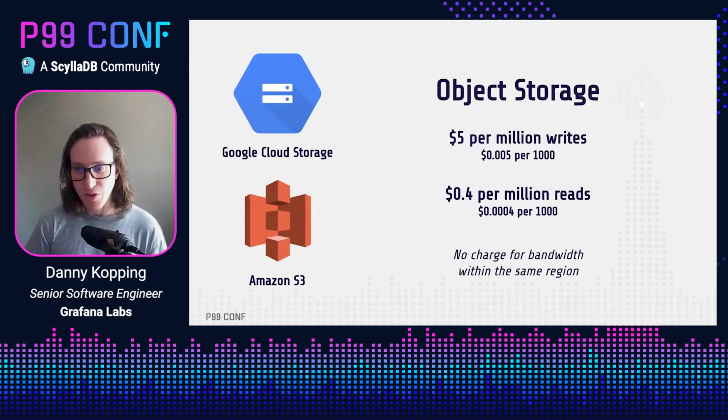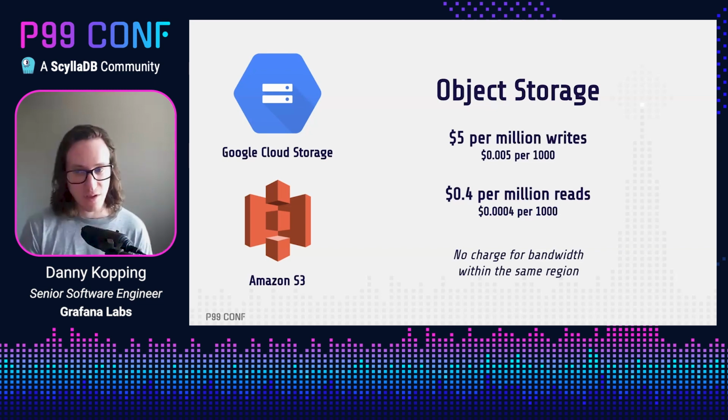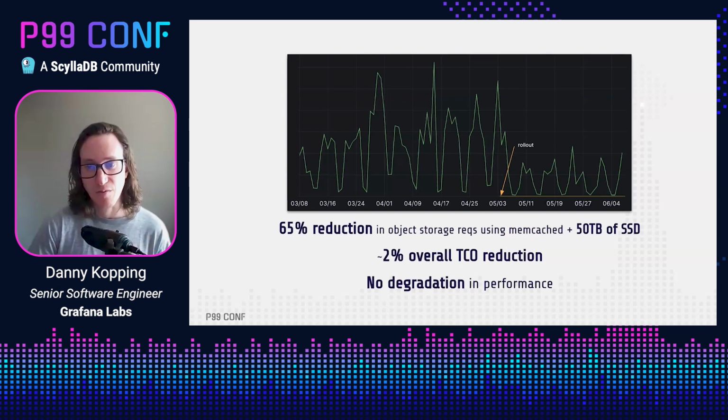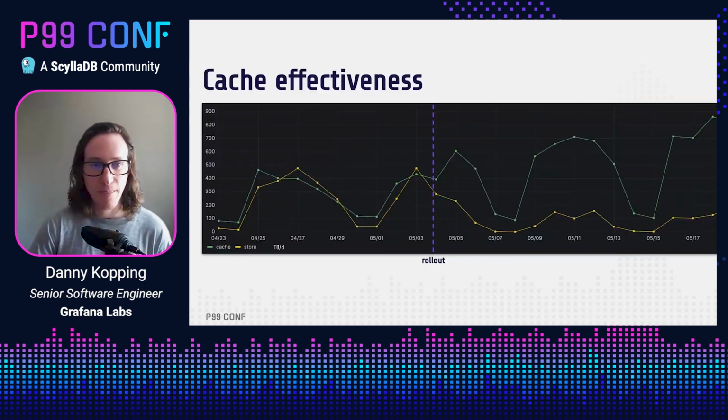Object storage also contributes quite a lot to our costs because we store billions of items in object storage and we have to retrieve them. We pay $5 per million writes and 40 US cents per million reads. So by reducing the number of requests to object storage by 65%, that's how we realized our overall TCO reduction of 2%. And as you can see over here, the number of requests to object storage massively decreased following the rollout.